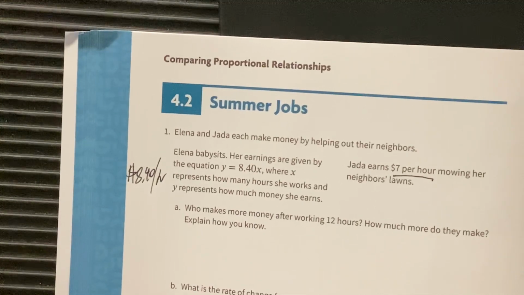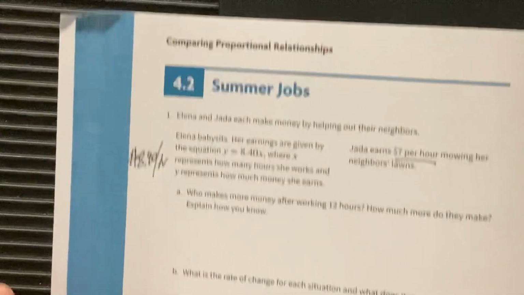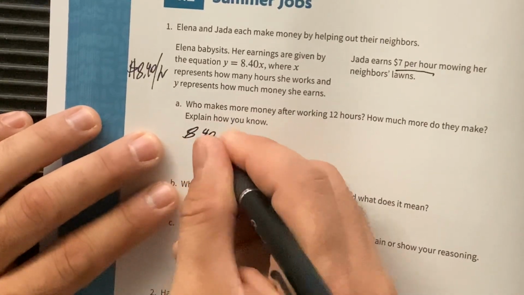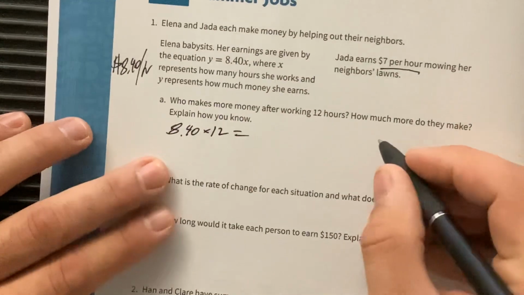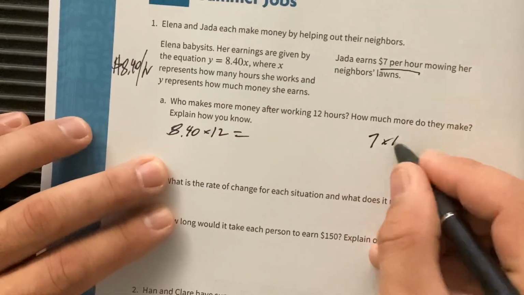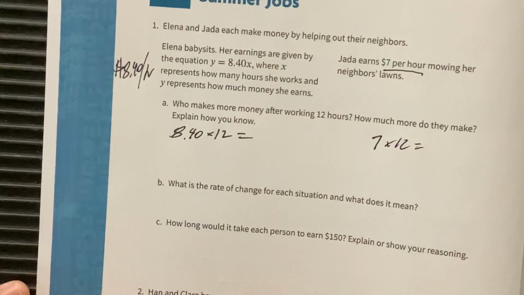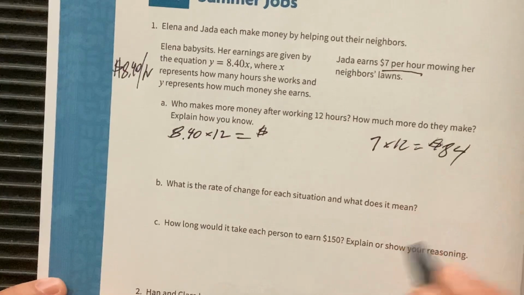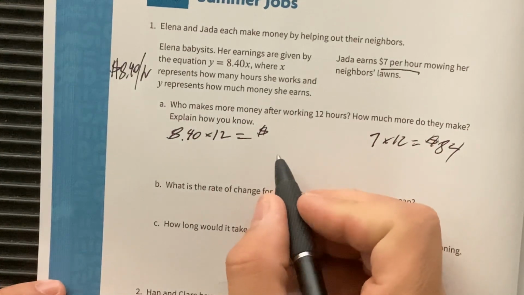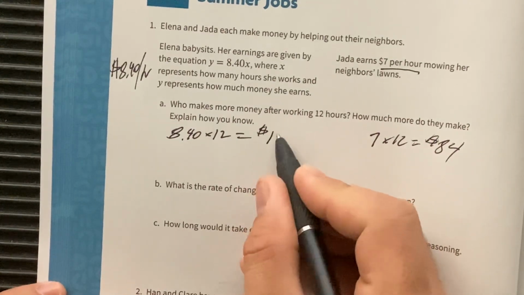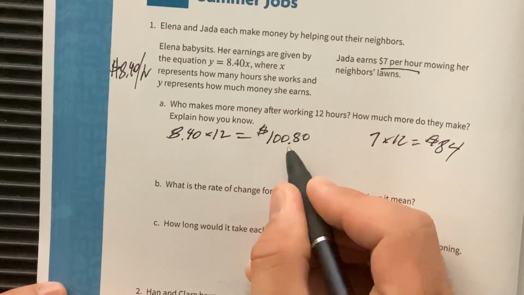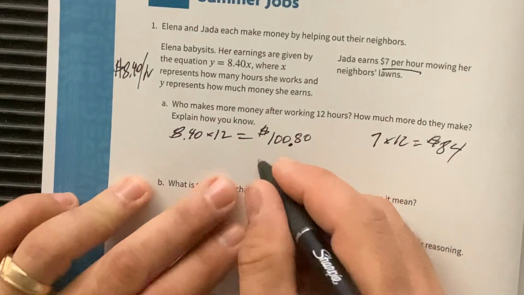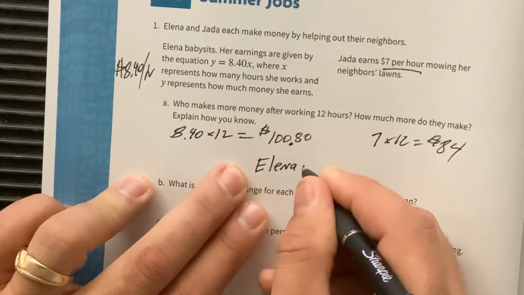So who makes more money after working 12 hours, and how much more do they make? So let's check Elena. $8.40 an hour. Guys, why don't you figure that one out for 12 hours? Ladies, you figure out Jada. $7 an hour for 12 hours, please. 84 for Jada. Guys? 100.8. Okay, that means $100.80. How much more? We would need to subtract. Mine is 84. 16.8.